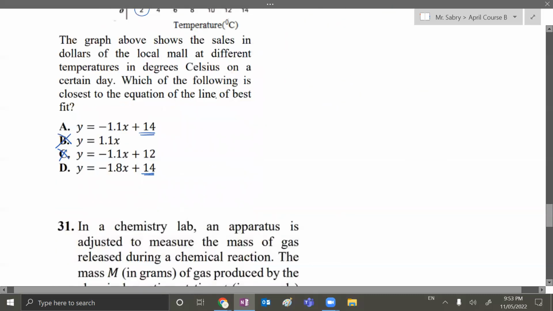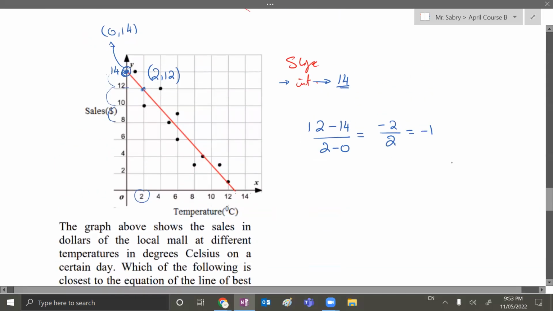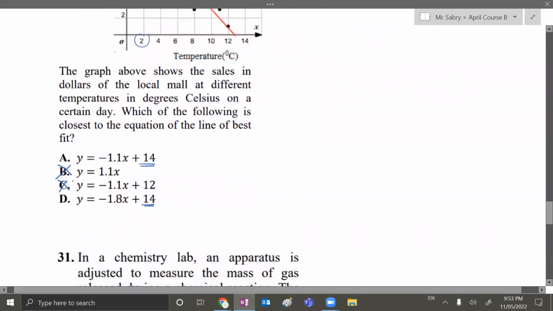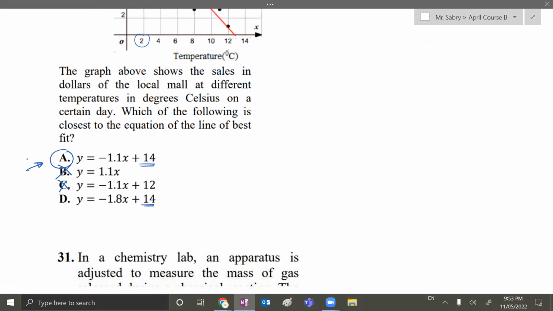Now when you look at the answers, there's no negative 1. It's either negative 1.1 or negative 1.8. And the reason why I didn't get an accurate answer is because this point that I selected is not 100% accurate. There may be a difference of a few millimeters even. So then the closest to this one is definitely A, but it's not D. Does that make sense?